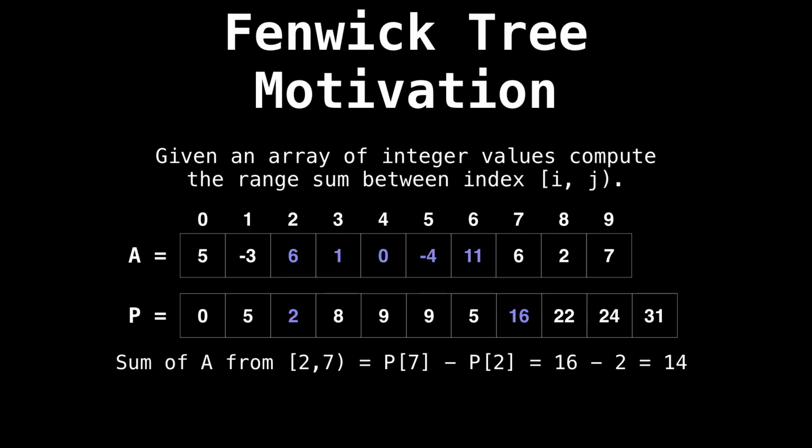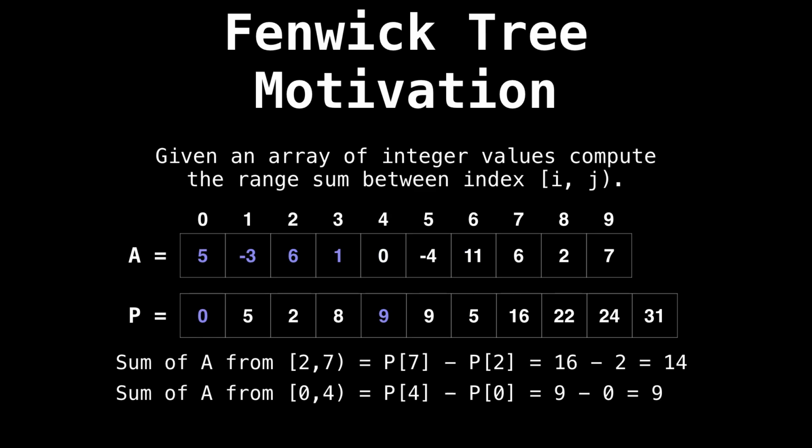And then, if we want to find the sum from, say, 2 to 7 non-inclusive, then we can get the difference between those two indices in the P array. And that's a constant time thing to compute the sum of the values between 2 and 7 non-inclusive.